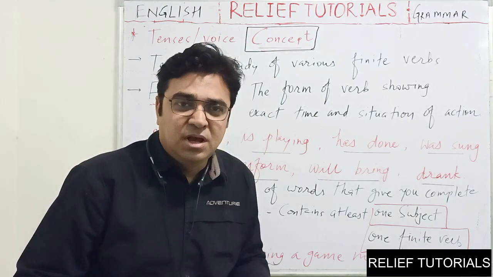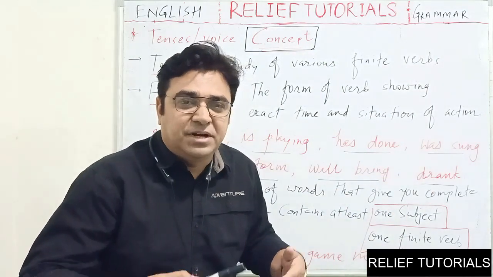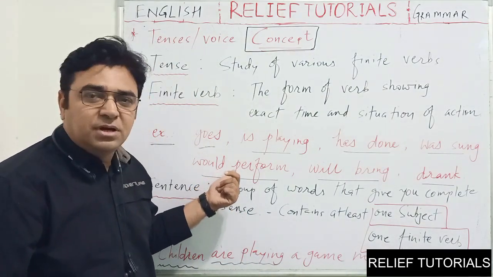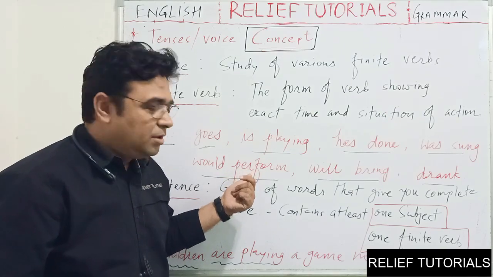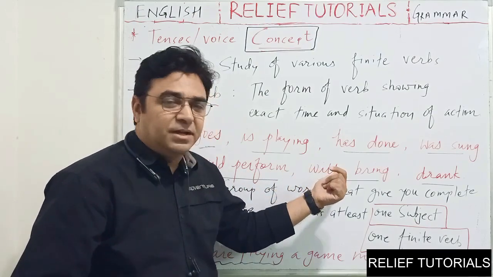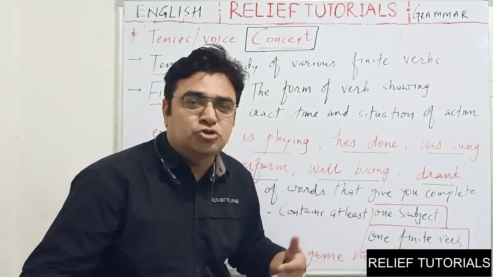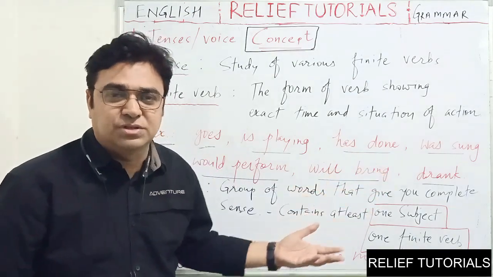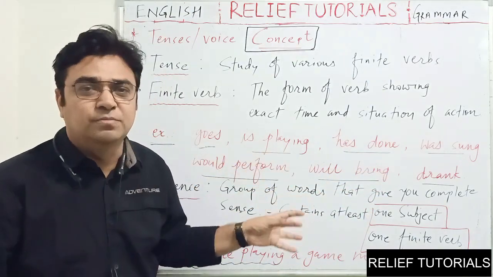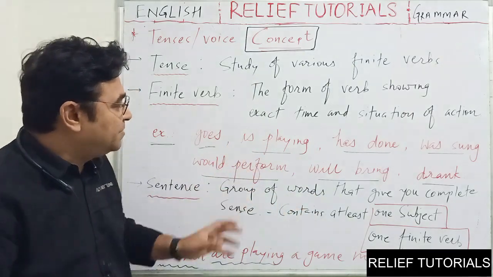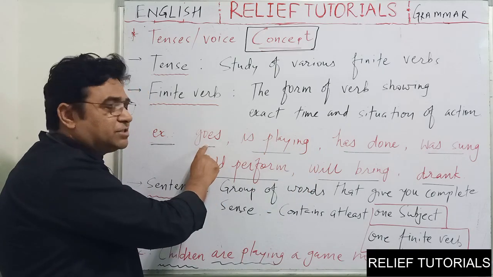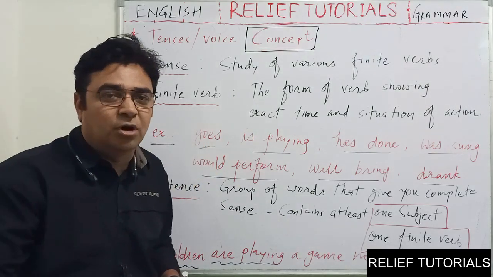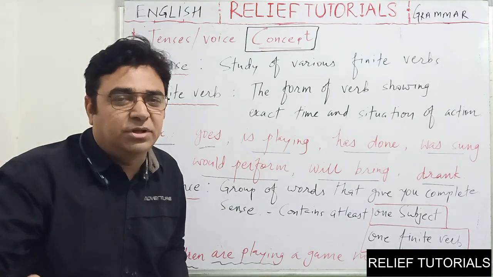Well, the action happened in the past, and here instead of the subject, the action is done upon an object, and that object is more important. Would perform shows the probability of having performed, or the probability of performing an action. Will bring shows the future of the action. Drank again shows the action happened in the past. So all these verbs show different kinds of times and different kinds of situations, and this is why they are called finite verbs. These verbs also belong to different tenses. Goes is called a finite verb and belongs to the tense called simple present tense. So every single finite verb belongs to a certain tense, or a tense is actually the study of finite verbs.